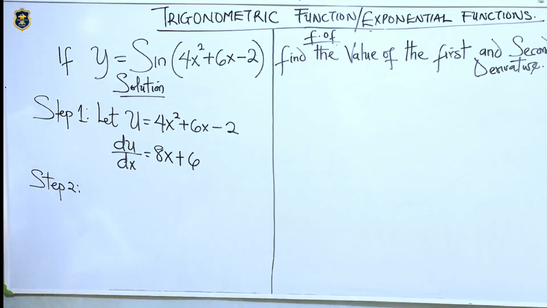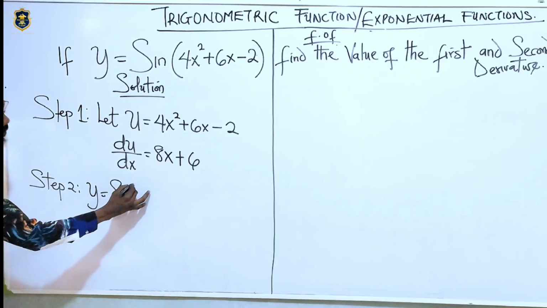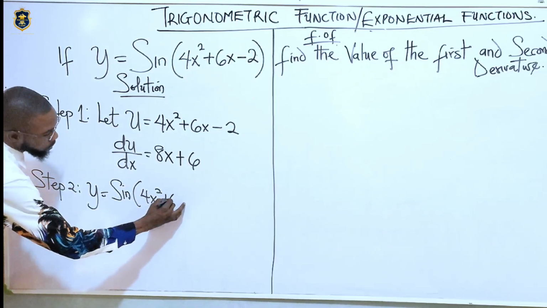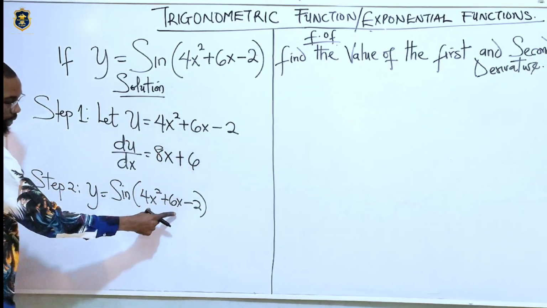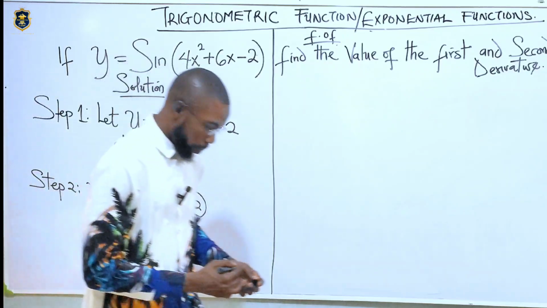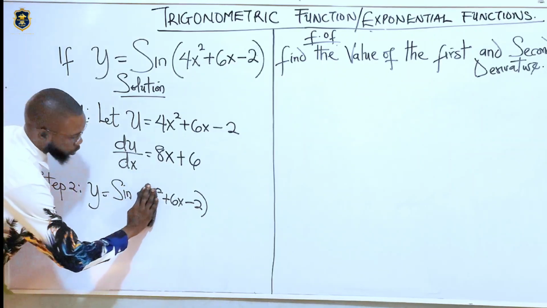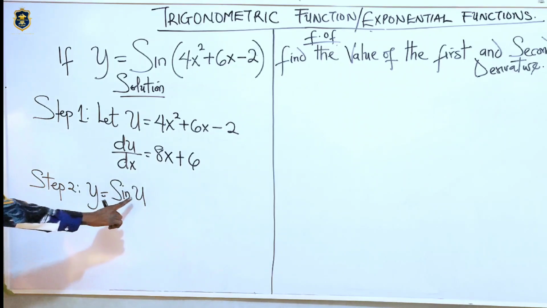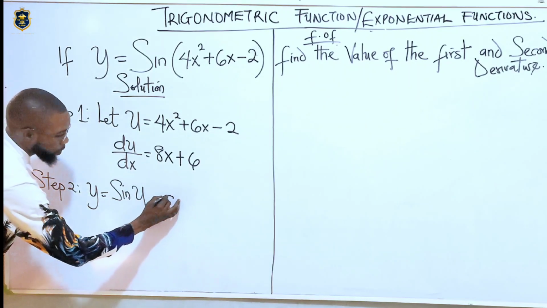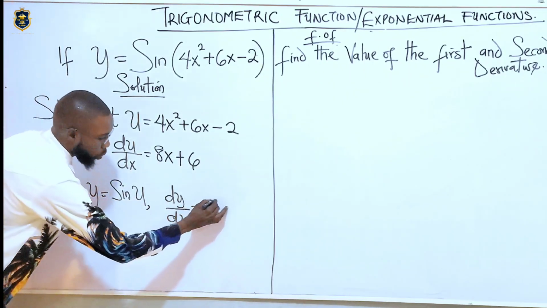Step two is that we bring the formula, but replace this with u, right? So instead of saying y is equal to sine of 4x squared plus 6x minus 2, we'll replace all of this with a single u, since we already know that this is u. So we differentiate y with respect to u. So dy over du will give us what? If we differentiate sine u, we're going to get cos u.